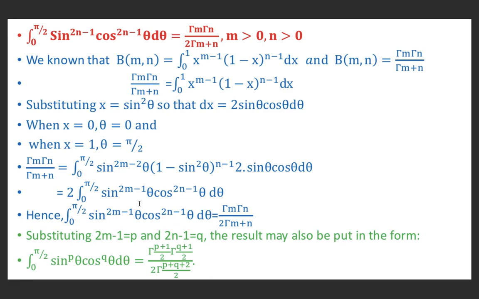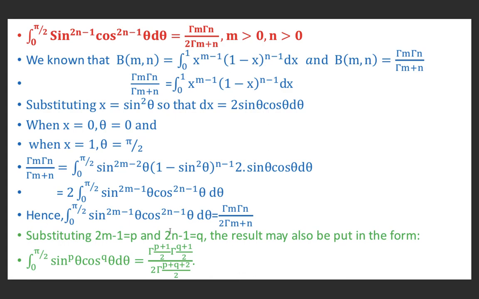And if we substitute 2m minus 1 equal to p and 2n minus 1 equal to q, then we get the integral from 0 to pi by 2 of sine p theta cos q theta. What is m here? m is p plus 1 upon 2, so gamma p plus 1 upon 2. n is q plus 1 upon 2, so gamma q plus 1 upon 2, over 2 gamma of m plus n, which is p plus q plus 2 upon 2.